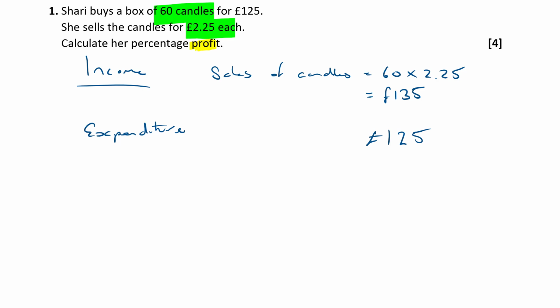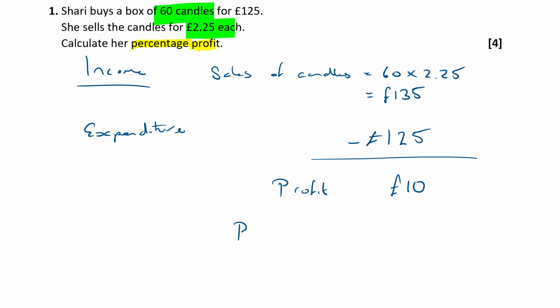Okay, and then profit is going to be income less expenditure, isn't it? It's £135 minus my £125. That leaves her with a profit of £10. Not a lot for selling 60 candles. I'd put your prices up if I were you, Shari. But we're asked here to find the percentage profit. We haven't quite done that yet. So we know that she's made £10.